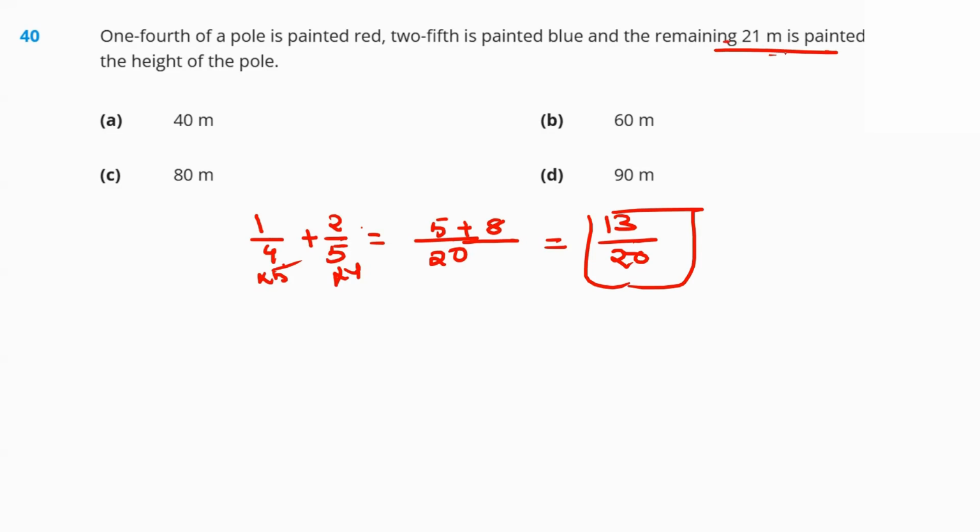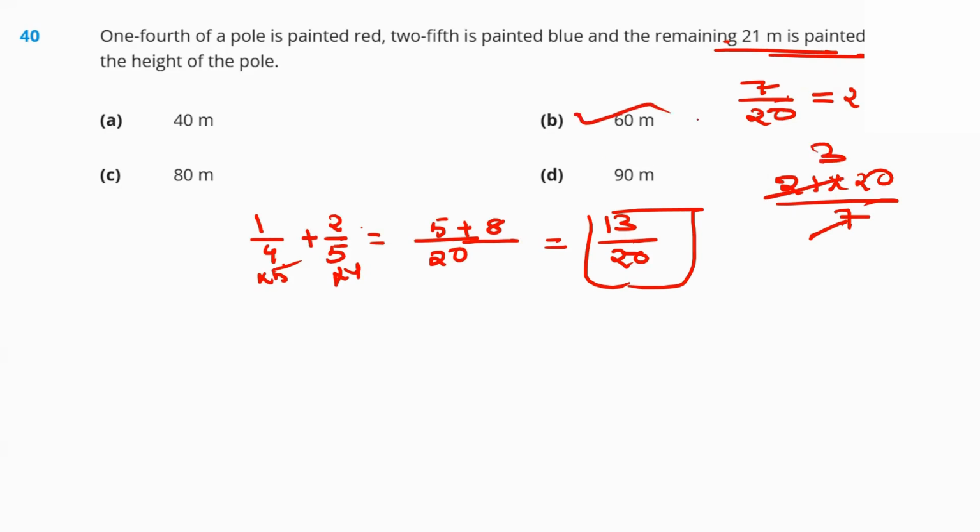How many parts are left to be painted green? 7 parts out of 20 parts. If 7 by 20 represents 21, then what's the whole thing? 21 into 20 by 7. You just reciprocate the fraction. 7 3s are 21. 20 into 3, 60 meters is our answer.